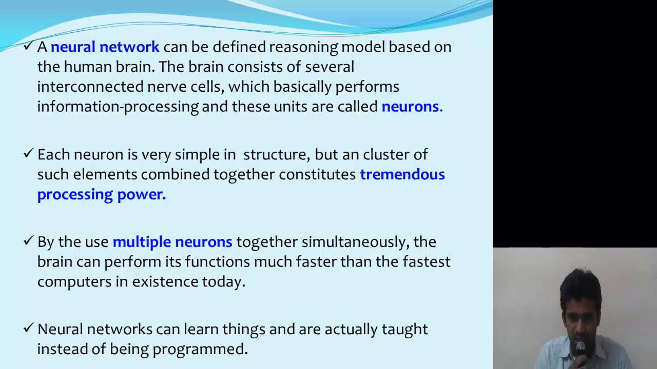So the brain has multiple neurons connected together which perform the given task or the thinking task. Neural networks can learn things that are actually taught instead of being programmed. That is, we teach a system how to do a basic task or the task that is given to the system instead of programming in the usual way.